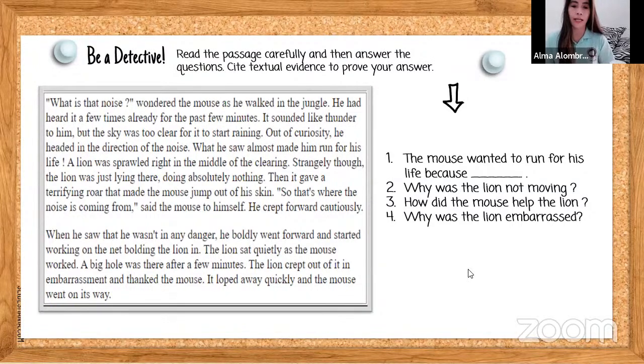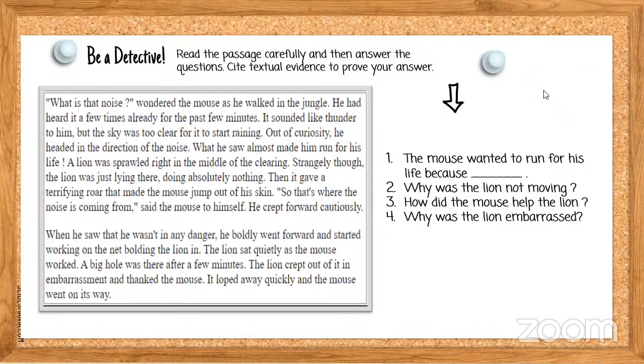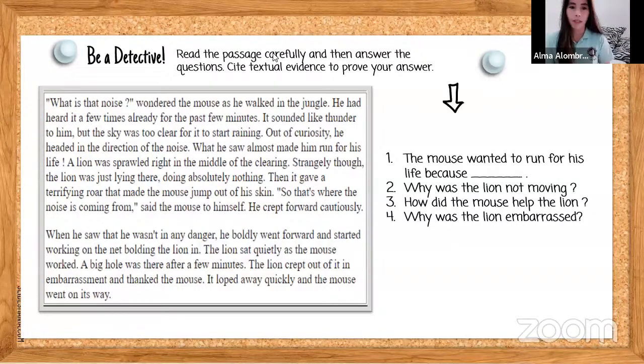Okay, thank you. Now let's answer the questions on this short passage. There's only 1 to 4. Number 1, who would like to answer? Raise your hand. Yes, Sean. The mouse wanted to run for his life because a lion was sprawled right in the middle of the clearing. Okay, that's a correct answer. The mouse, at the sight of the lion, was so afraid, so he wanted to run.